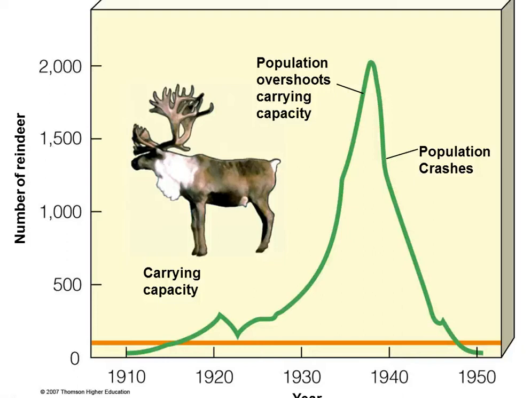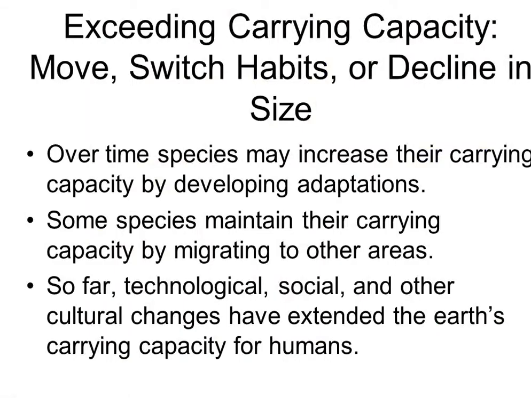And here's just a closer view of that chart. Over time, species can increase their carrying capacity if they adapt. Maybe instead of being specialists on one kind of food, they choose to be generalists and eat multiple types of food or something along those lines. They can change to get more out of the habitat they're living in. They can migrate to other areas.